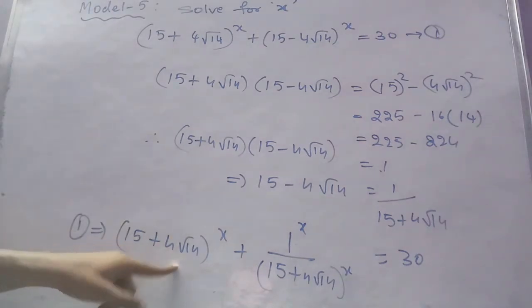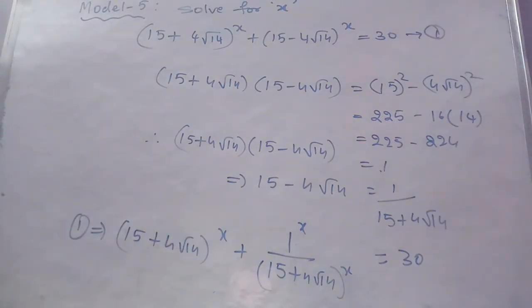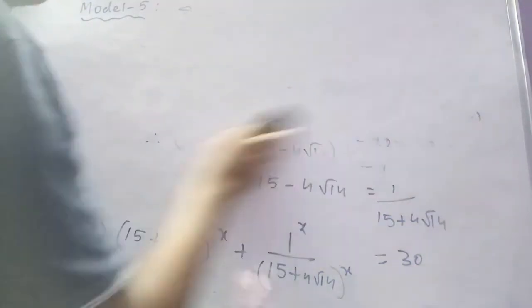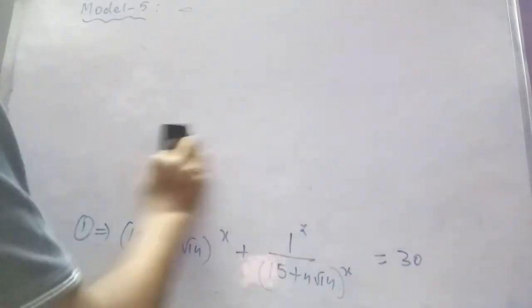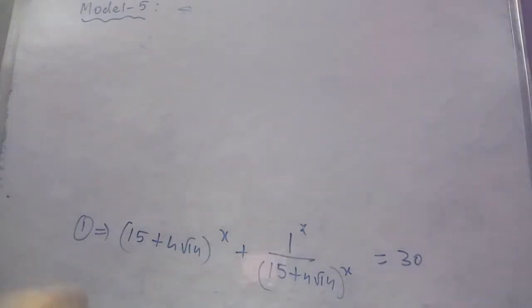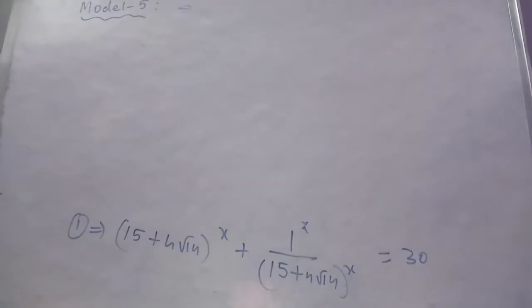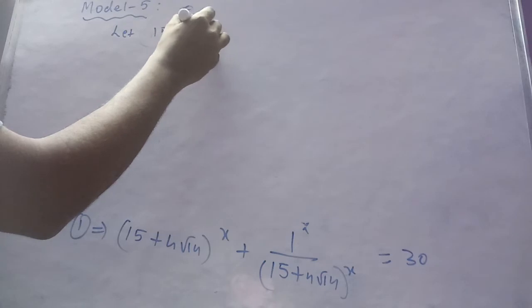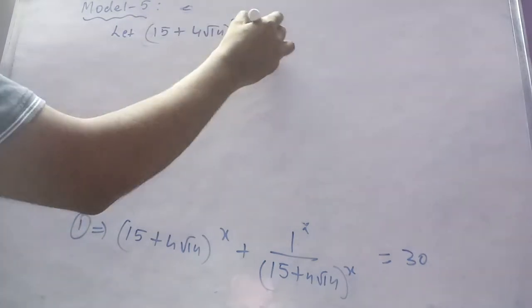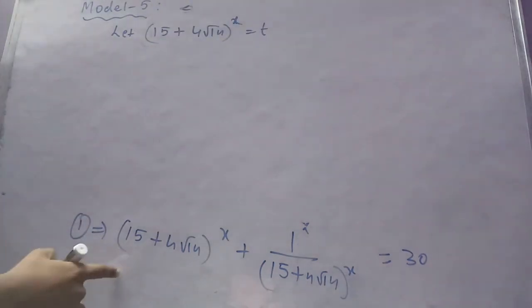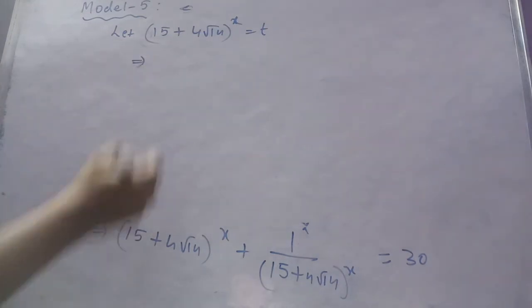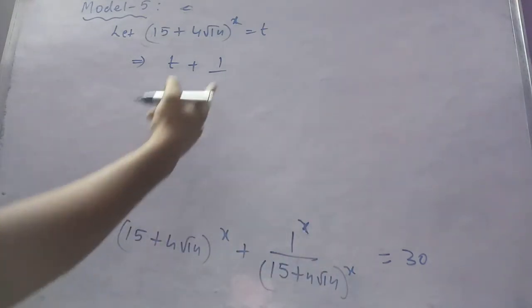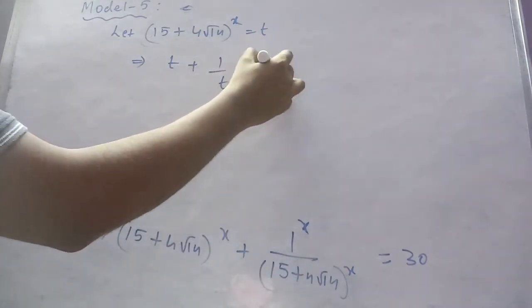Here I am going to take this entire term as t. So let (15 + 4√14)^x be equal to t. So then what happens to this equation? It becomes t plus 1 power x is 1 only, 1 divided by t, is equal to 30.